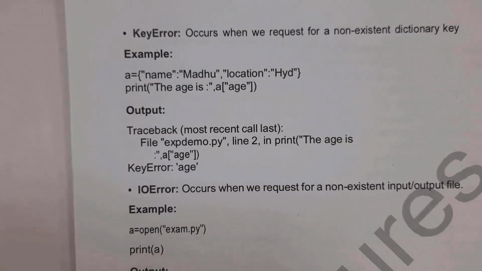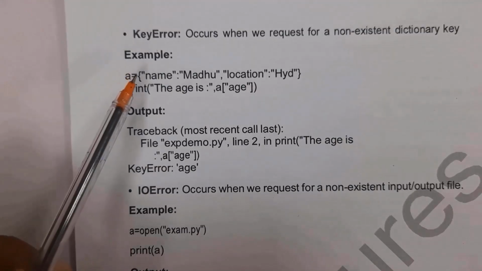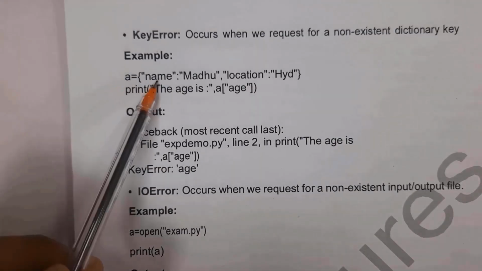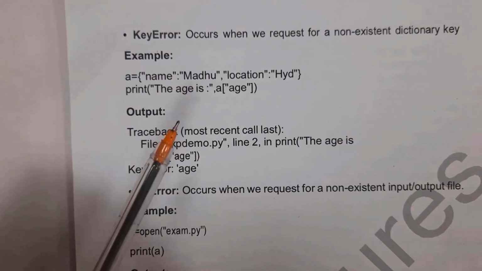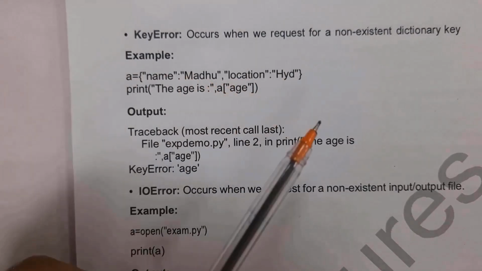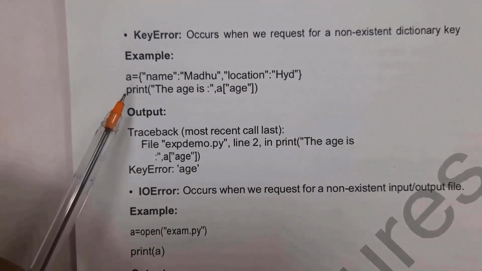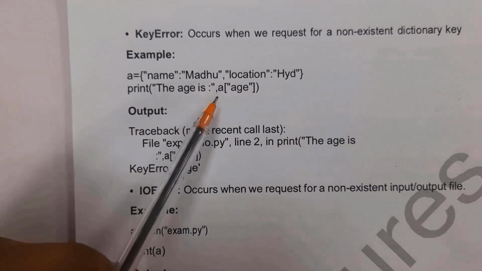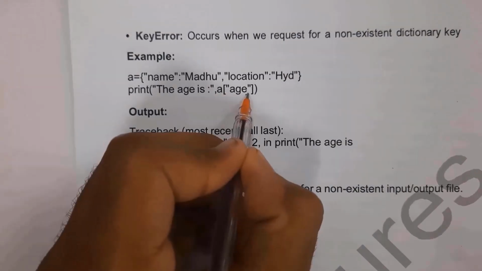Next I will explain KeyError. For example, here I wrote a equal to, I took a dictionary. Inside curly braces I took key name and value Madhu, and similarly another key, that is location, and value Hyderabad. So I gave name Madhu and location Hyderabad. For example, here I wrote print the age is, in double quotations, comma, a of age, where this age is a key.